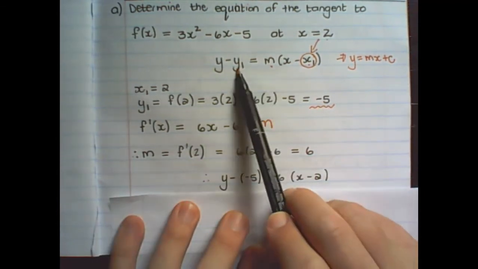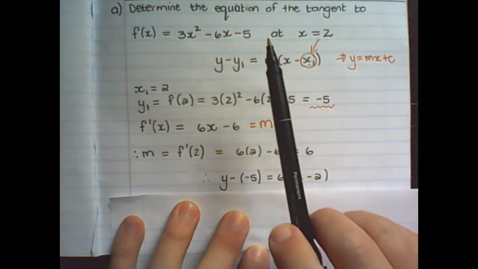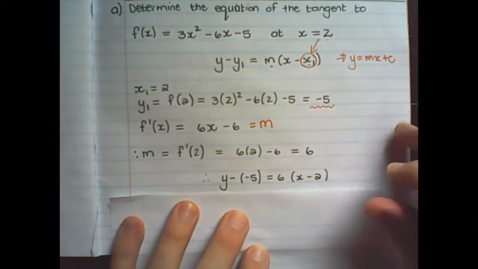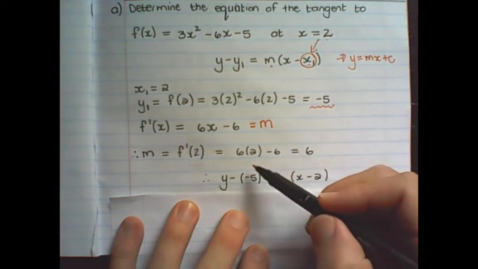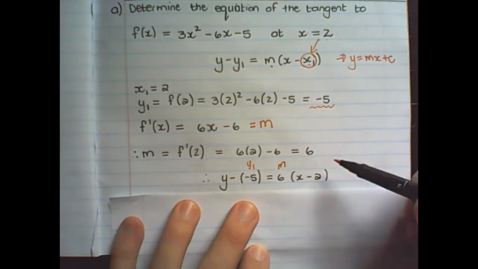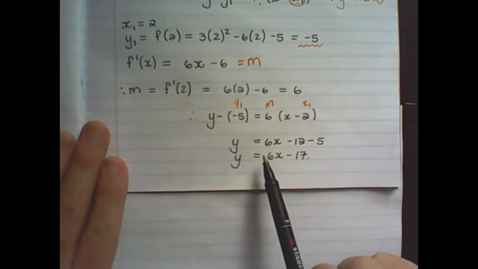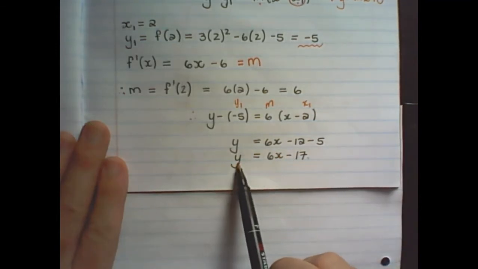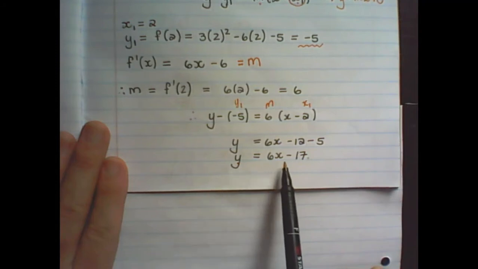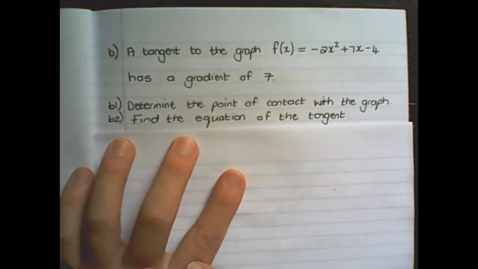Now we have y1, the gradient, and x1 to substitute into the equation to find the tangent line to f(x) at x equal to 2. So I simply substitute my y1 value of negative 5, my gradient value of 6, and the x value of 2. And when I simplify it, I find that the equation of the tangent at x equals 2 is y equals 6x minus 17.